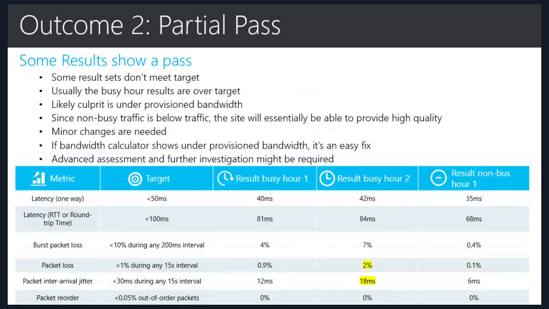The second site, however, has partial passes. Sure, busy hour 1 passed, non-busy hour also passed, but there's a busy hour with some issues. This might indicate a bandwidth issue or something else, but this should be investigated. Because the non-busy hour traffic is doing great, we know that the site is perfectly capable of supporting Skype for Business with probably minimal changes. Results of the bandwidth calculator can give a better understanding of whether or not we're actually meeting the bandwidth requirements.